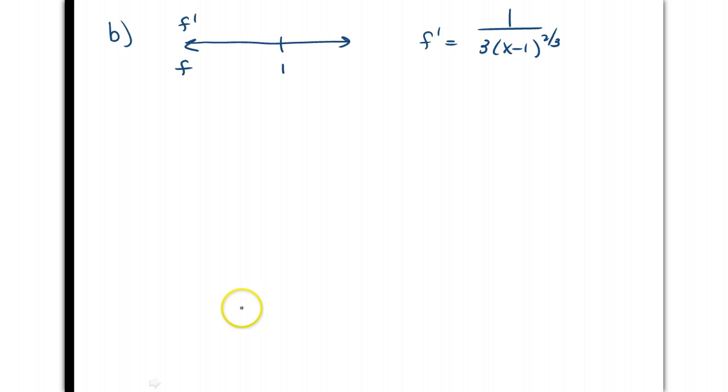So in part B, we're going to draw a number line. This is f prime, this is f. Let's rewrite our derivative over here. And our critical number, our candidate, was 1. If I check to the left, since this is the quantity squared, the derivative is always going to be positive. So to the left it's positive, and to the right it's positive, which shows that if the derivative is always positive, this function is always increasing. So in part C, I have no extrema.